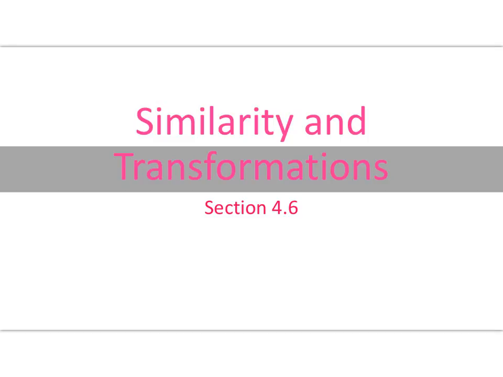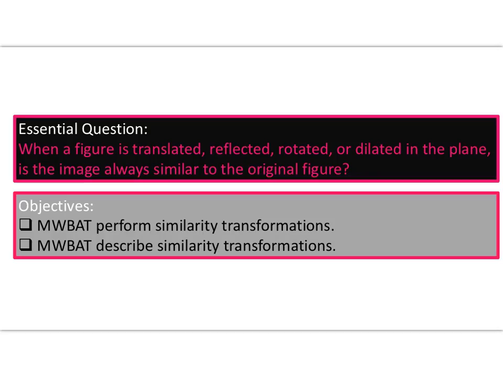All right, mathematicians, this is the final section of Unit 4 on Similarity and Transformations, Section 4.6. Our essential question: when a figure is translated, reflected, rotated, or dilated in the plane, is the image always similar to the original figure? Our objectives are that mathematicians will be able to perform similarity transformations and describe similarity transformations.